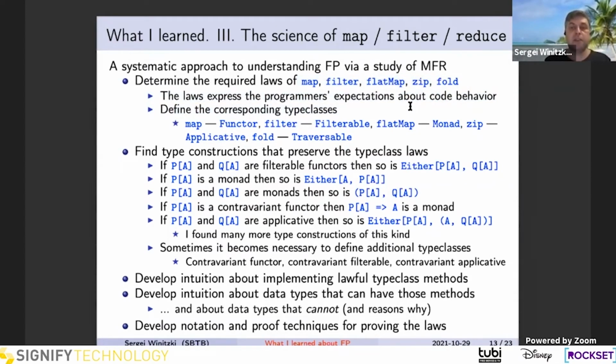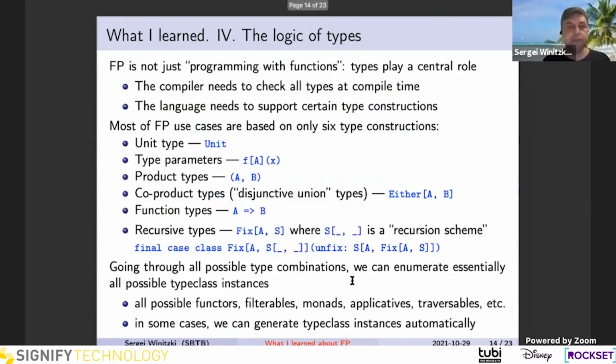So this is the systematic approach to determining what is a practically relevant theory. This is obviously the practically relevant functional programming style. What are its theoretical properties so that I can describe all possible data types that can have those methods. This helps me develop intuition about how to implement these methods, what data types can and cannot have those methods, and how to check, how to prove the laws.